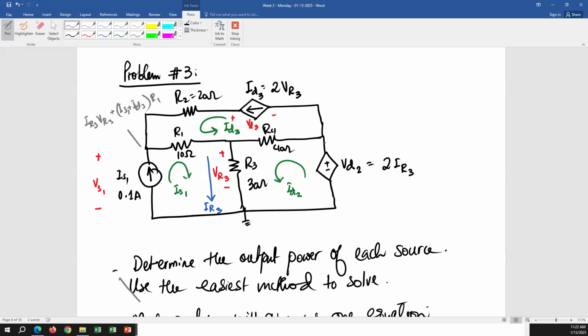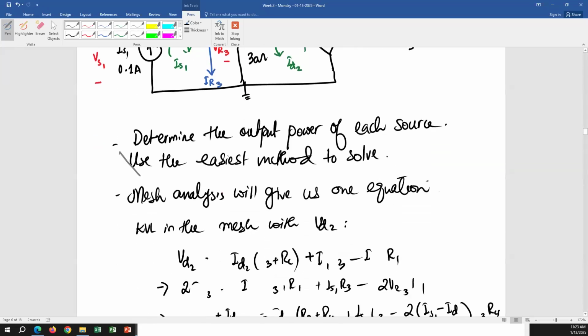Or you can just start with negative VD3, positive ID3 R2, positive IS1 plus ID3 R1, and then positive ID3 R4 minus ID2 R4. So it's going to be the same equation equals 0. So that's going to be the KVL equation for that loop. And this is what we're looking for, VD3. VD3 is not in these loops. VD3 is in this one, and that's what you're looking for.